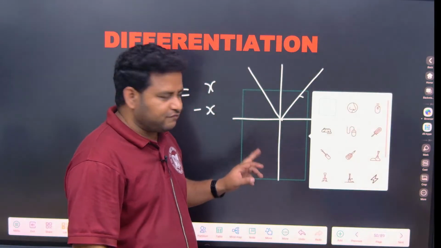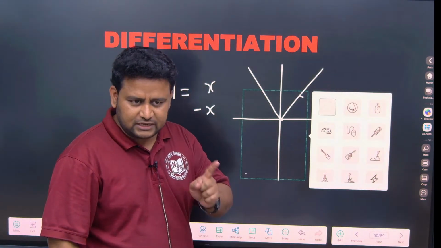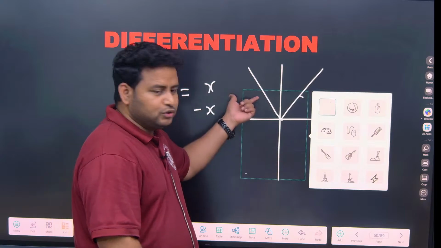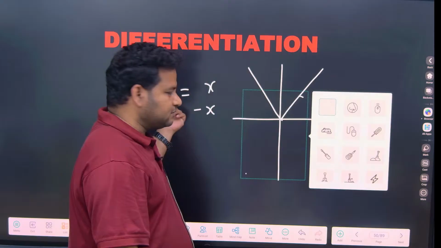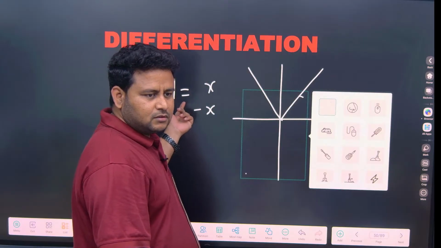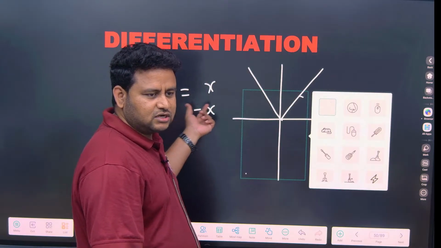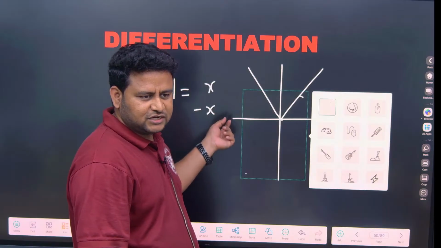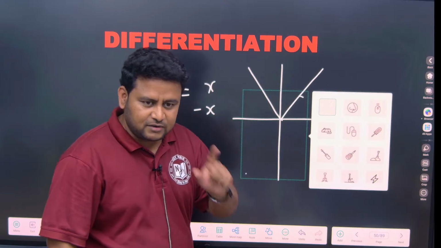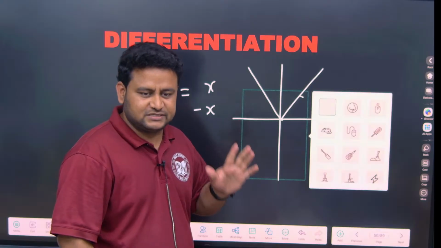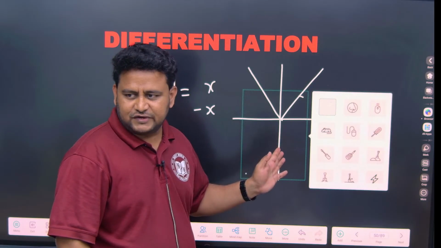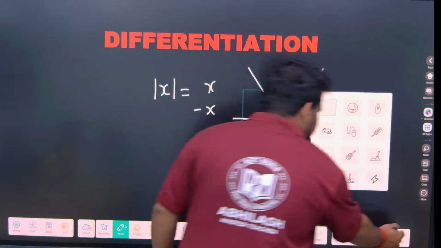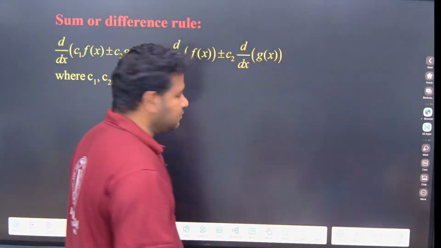I told you for a function to be differentiable, there should be one and only one unit tangent, but here we will have 2 unit tangents, so it is not unique. So the function mod x is not differentiable. But when I talk about differentiation, the formula for mod x is there. So don't get confused. Differentiability is different from differentiation. Clear? Now, differentiation you would have studied for your boards also.